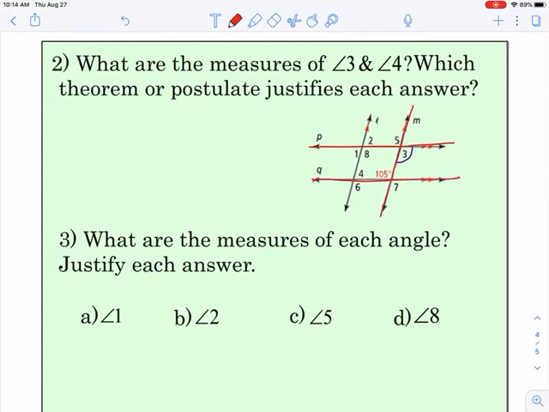This would be cut by that transversal, which means angle 3 and the angle 105 are interior angles. They're on opposite sides of the transversal. One's from the top, one's from the bottom. They're alternate interior angles. So angle 3 is going to equal 105 degrees, and again, that's because alternate interior angles are congruent.